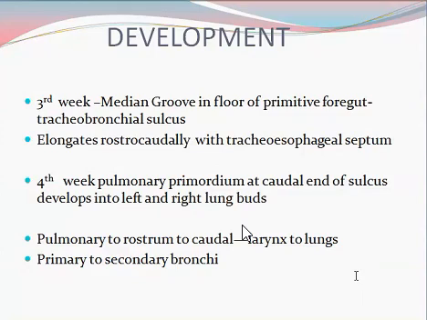At the fourth week, the pulmonary primordium at the caudal end of the sulcus develops into left and right lung buds. Left and right lung buds, the fourth week. The pulmonary development, rostral to caudal, that is the larynx to lungs, will occur. Further in the lungs, the primary bronchus to secondary bronchi slowly develop.